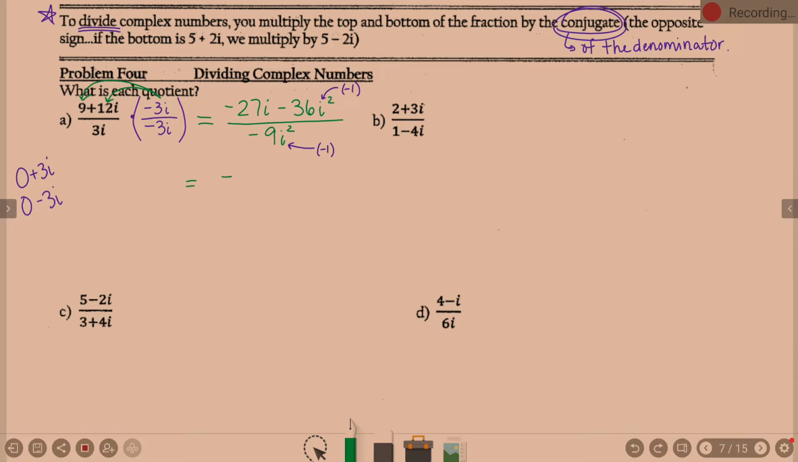So if we rewrite this now, -27i is still -27i. Minus 36i squared is equivalent to plus 36. Because it'd be a minus 36 times a -1, which is a positive 36. Denominator, -9i squared. Well, that's really -9 times -1, which is positive 9.